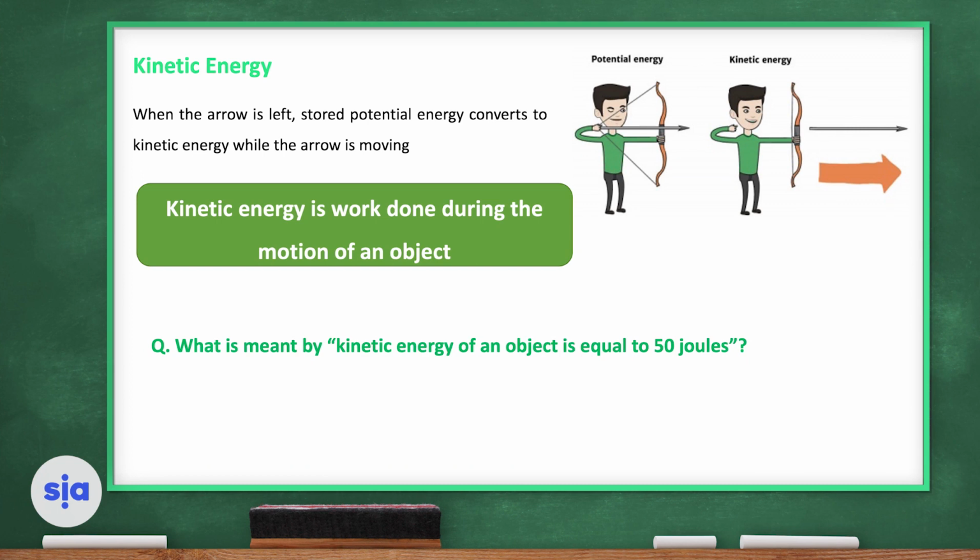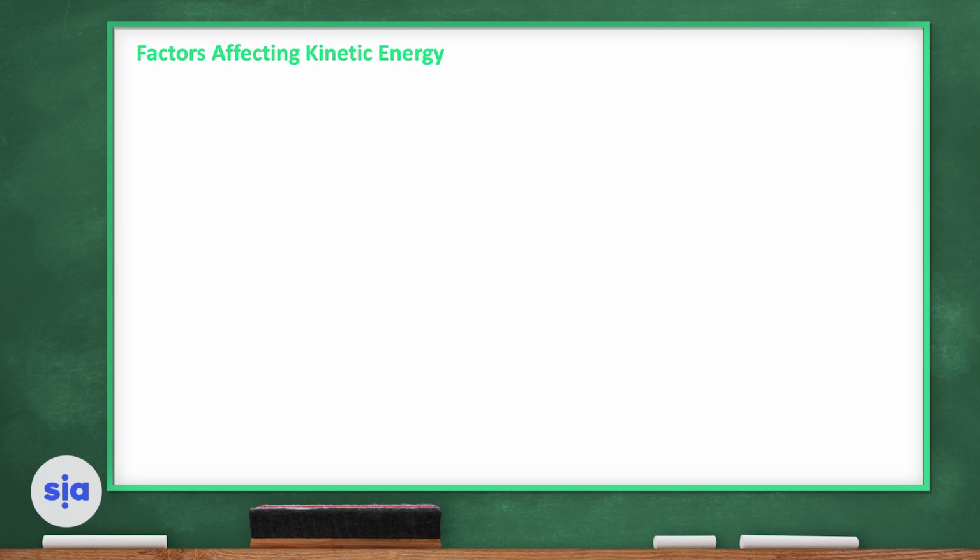What is meant by kinetic energy of an object is equal to 50 joules? This means that work done during the motion of the object is equal to 50 joules. What are the factors affecting kinetic energy? Mass. Remember, in potential energy it was weight. Here it is the mass.